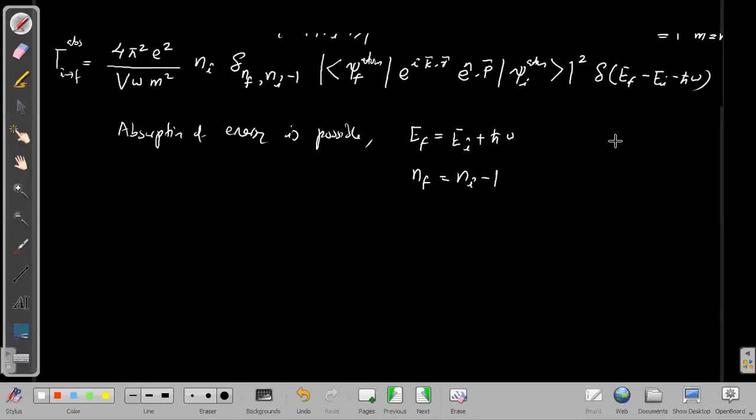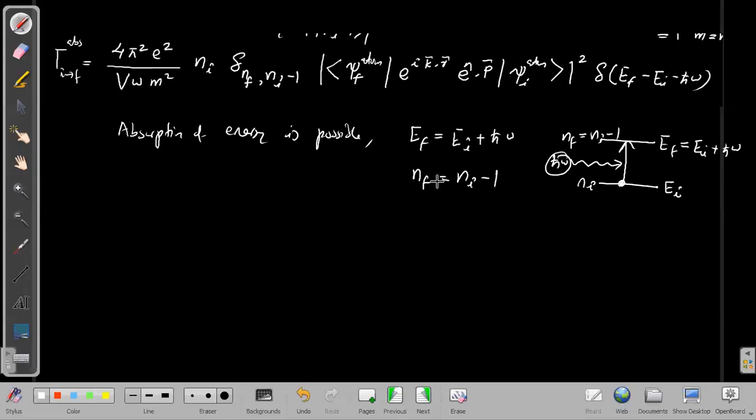So when the atom goes from a lower state E_i to a higher state E_f, then E_f must be equal to E_i plus ħω, and the number of photons must reduce by 1. So in this process, one photon of energy ħω will be absorbed. This kind of absorption is called induced absorption.